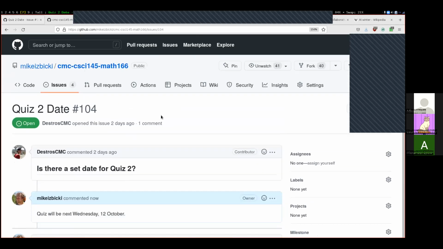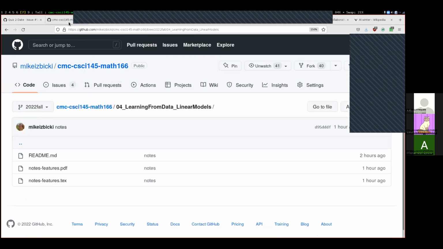And then last time, so the notes for today, there's a new folder for learning from data, linear models. We're about halfway through the material that I'm hoping for us to cover this semester, which is good since we're about halfway through the semester. So we're on track for there to be so much stuff to study for the final and all the other midterms, which I'm sure everyone's thrilled about.